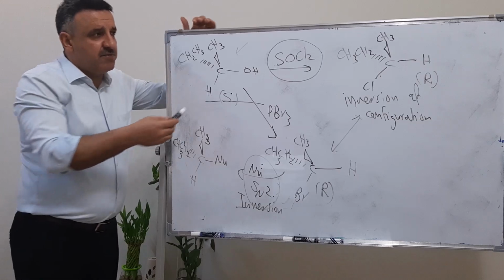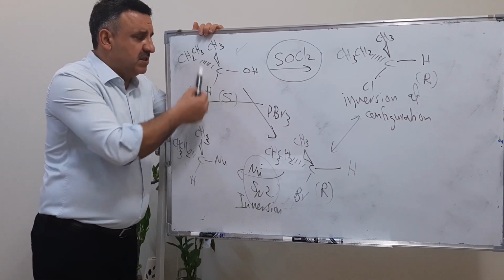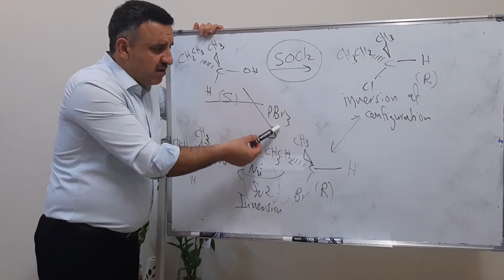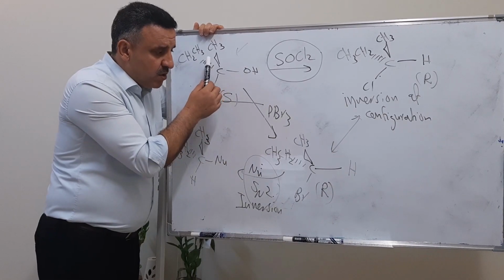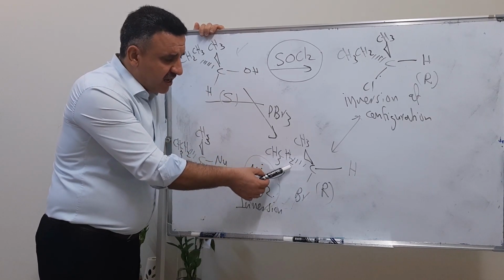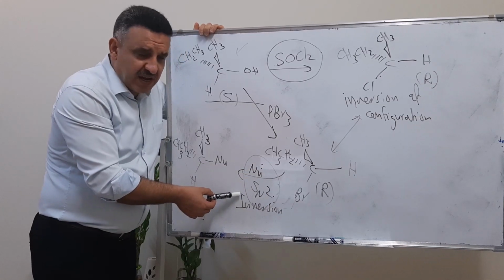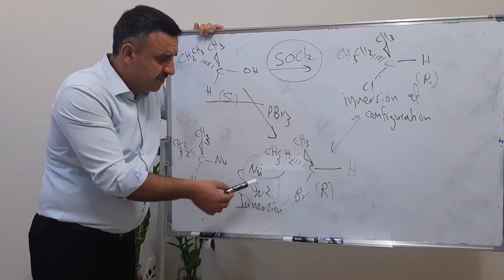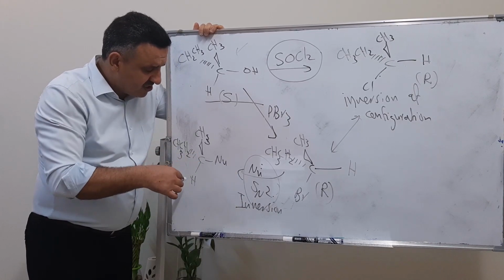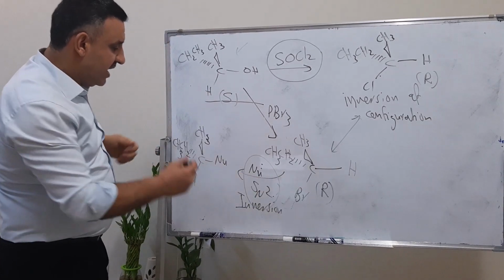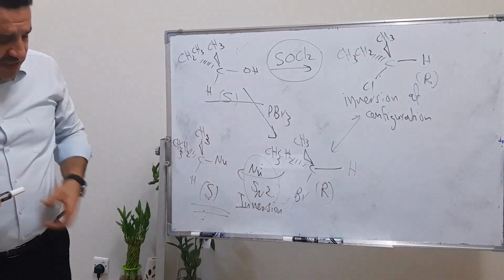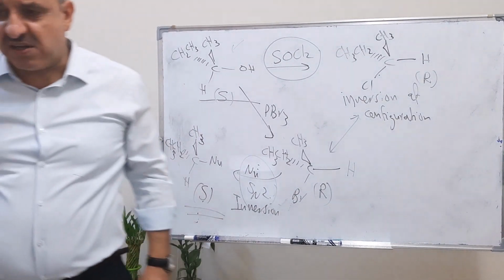In other words, if we start with an alcohol with certain stereochemistry, we convert it to alkyl halide via reaction with phosphorus tribromide, we get inversion of configuration for the alkyl halide. If we allow the alkyl halide to react with a nucleophile via SN2 mechanism, we get a nucleophilic substitution with another inversion, which means the R becomes S again. That's a very important aspect regarding the stereochemistry of the reaction.